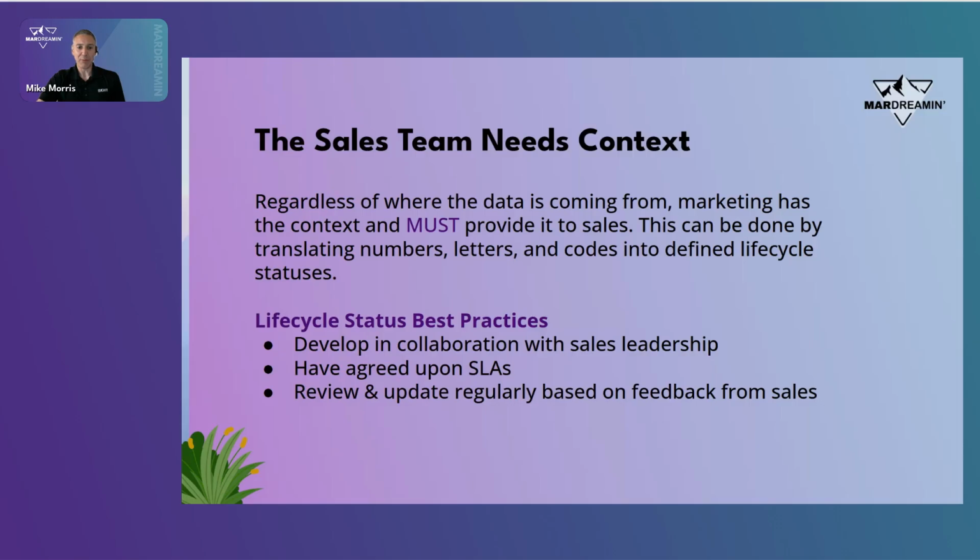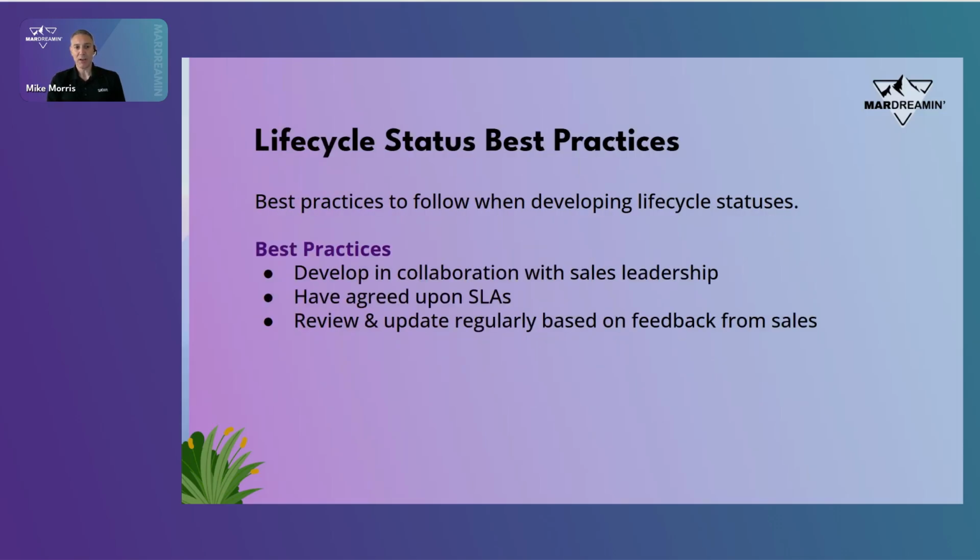And when you're doing this, there are some best practices to follow. We want to talk about working with the sales teams to develop these contexts. So we want to work in collaboration with the sales leadership. We don't want marketing or another group in a vacuum to design these statuses and just push them down to sales. It needs to be a collaborative process. SLAs are also really critical. If we're sending this lead over to the sales team, we need to set an expectation of how quickly it can be followed up on based on the actual priority of that lead, and make sure that this is agreed to by both parties.